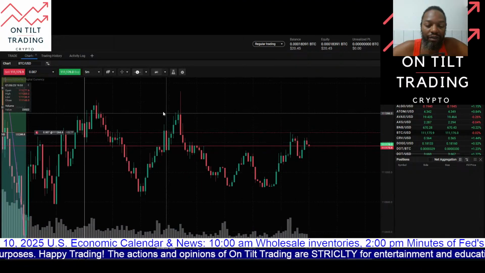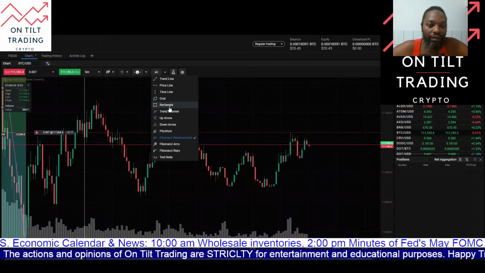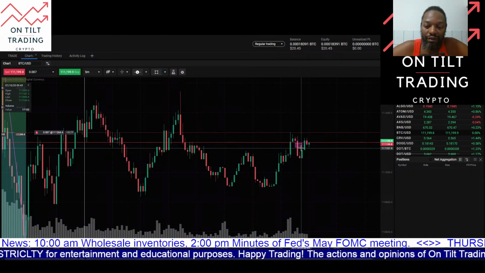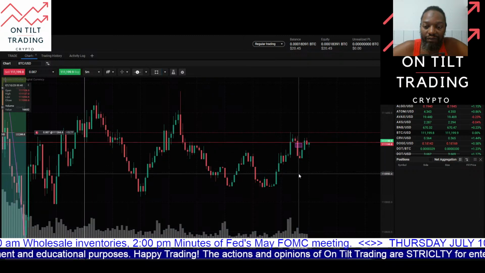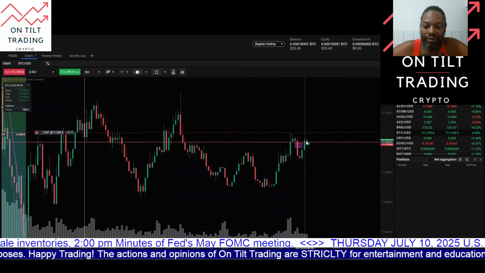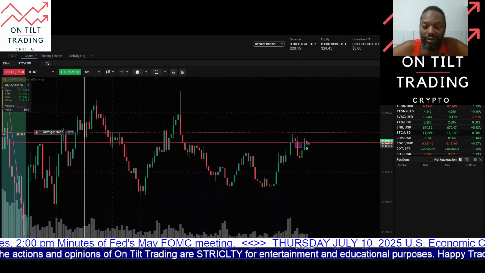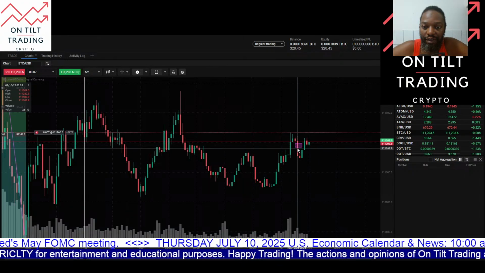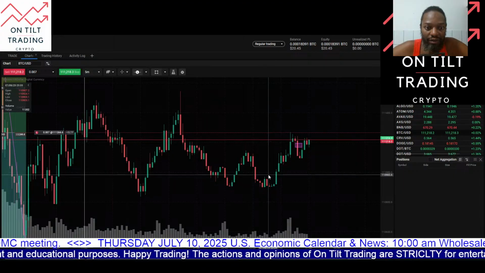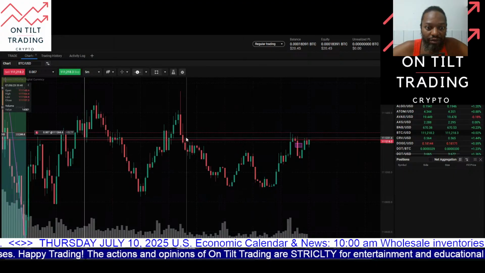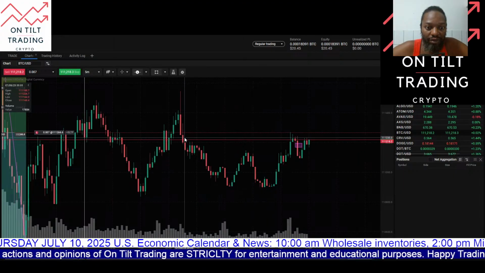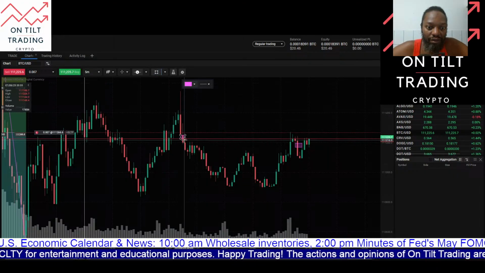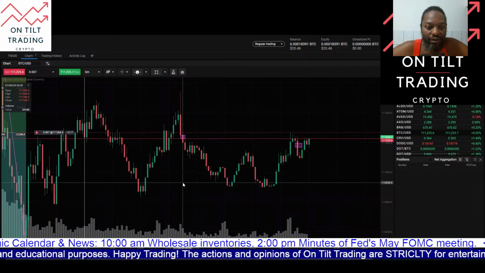So you can see here's the fair value gap that's been traded into here. Another fair value gap there, but this is the fair value gap that has my attention. There's also one back here.